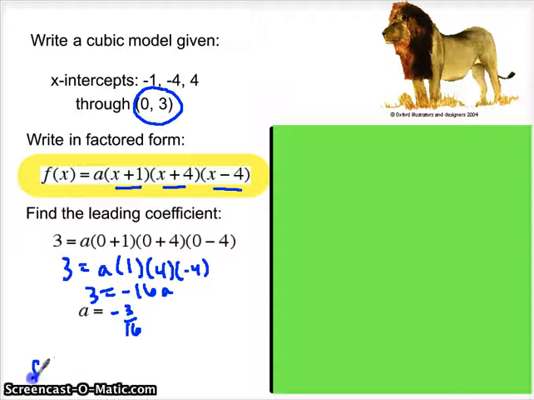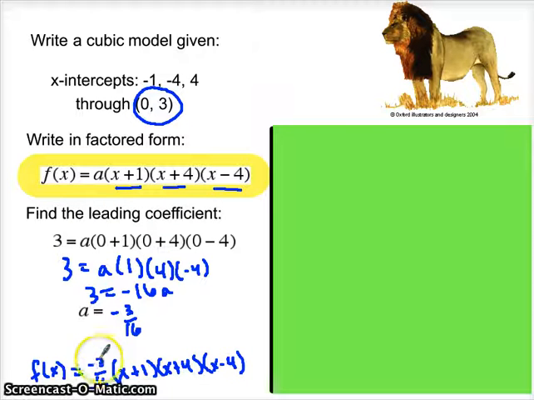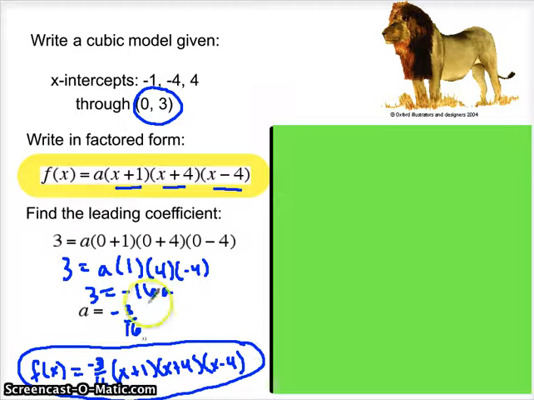So I can write my final equation of f of x or y, really either one is fine, but since we're using f of x to start, we'll use f of x down here. f of x equals -3/16 times, again, x plus 1, x plus 4, and x minus 4. The key is we need to know that leading coefficient in order to make sure everything looks good and everything hits all those other points, not just the zeros, but all the other points, so all your heights on your curves end up looking correct.